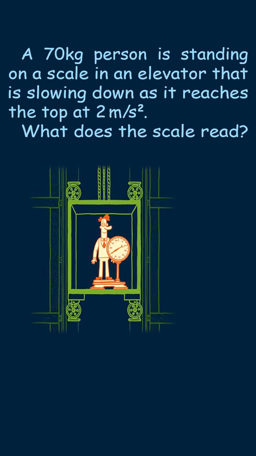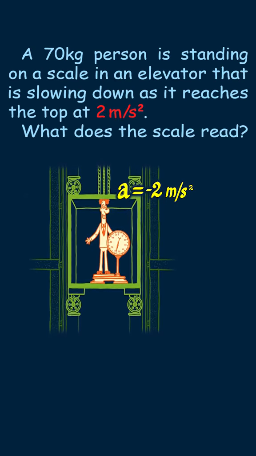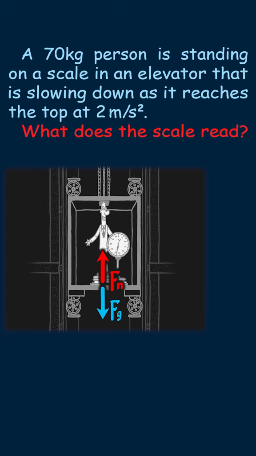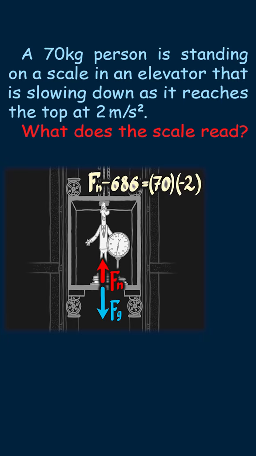Now let's say that the elevator starts slowing down as it reaches the top, such that it is decelerating at 2 meters per second squared. Again, we draw our force diagram with the same force of gravity. However, this time the acceleration is negative because the velocity is decreasing. What this means when looking at our force formula is that the normal force must be less than the force of gravity in order to get a negative acceleration. So plugging in our numbers, we get a normal force of 546 newtons.